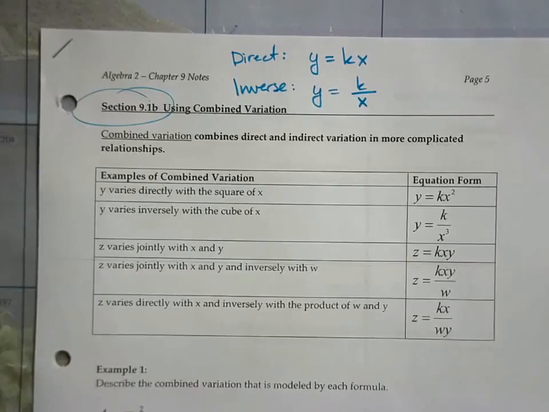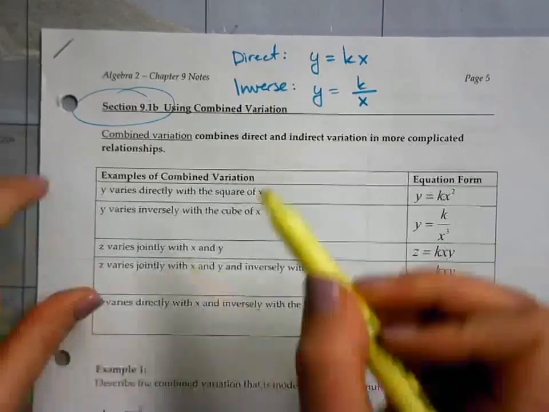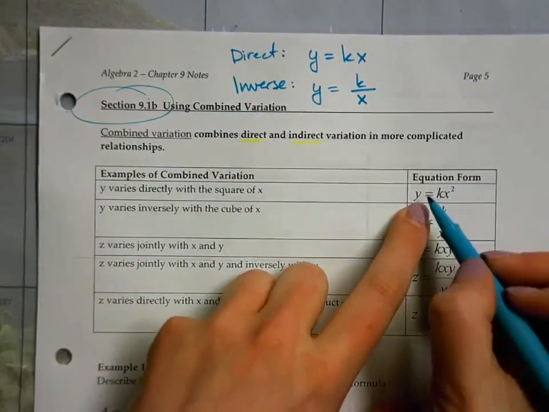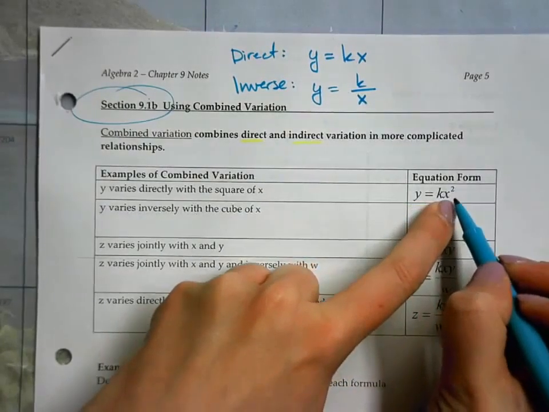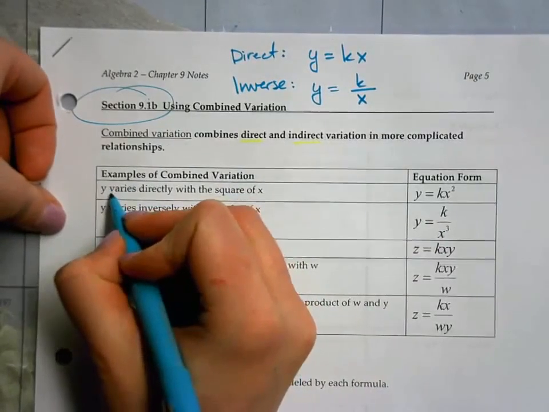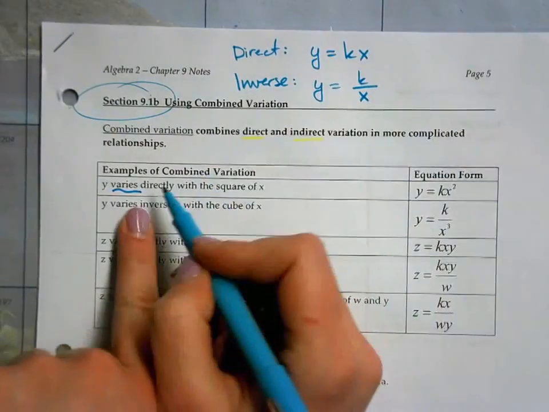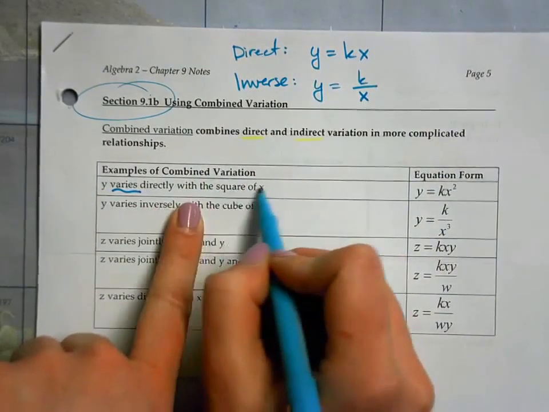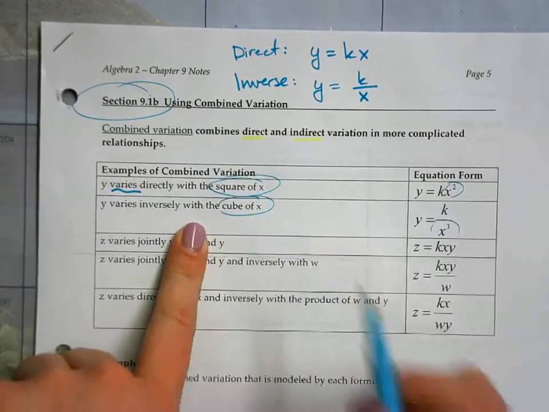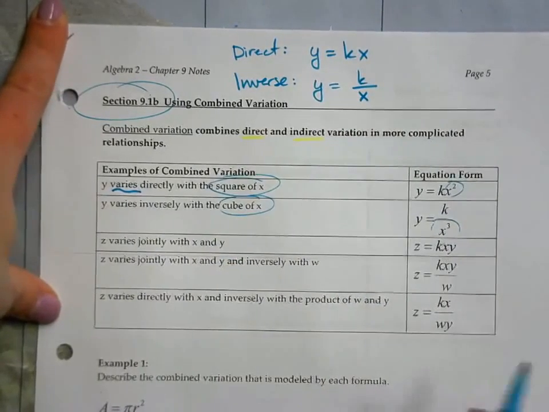Today we're going to continue that a little bit more. You have something called combined variation, which means that you're using both direct and inverse in the same way. So for example, if you look at this one, y equals k with x squared, here's what we say. We read it left to right. You say y varies, and then you say what type. Is it direct or inverse? So varies directly, and then you just say with the square of x, because that's the change. Down here there's a cube of x, so we'll say y varies inversely with the cube of x, because it's on the bottom.